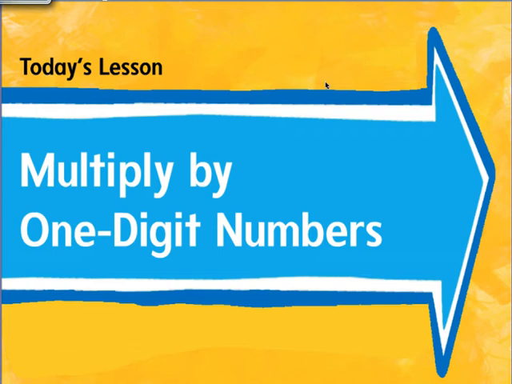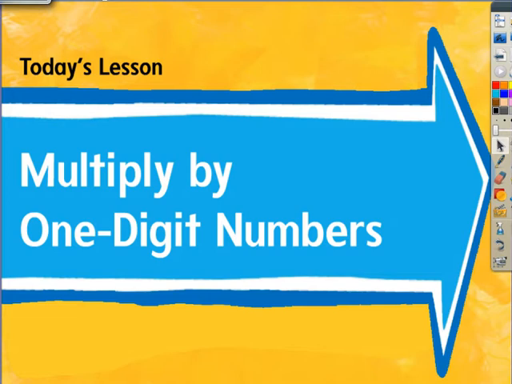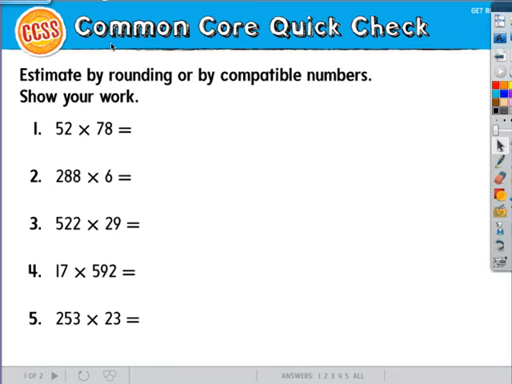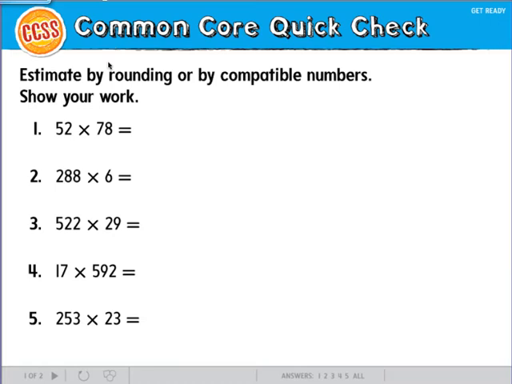Alright class, today we're going to multiply by one-digit numbers and by two-digit numbers. We're going to start off with our one-digit numbers. Both of these are a review from what you've done in 4th grade. And we'll move on, alright? So first things first, last night you had to estimate by rounding or by compatible numbers and show your work. So we're going to start with a little review. You have 5 problems, please work on them on your whiteboard.